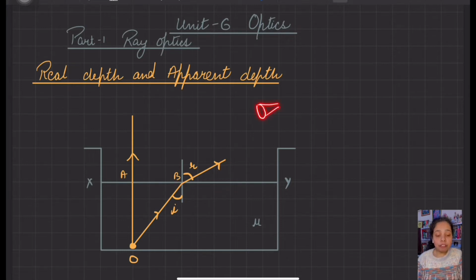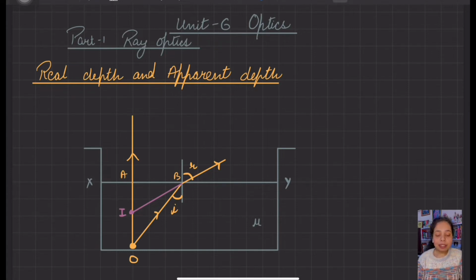Therefore, when we will be observing it from the rarer medium, we will find as if the light is coming from the same point. That means when we extend this refracted ray in the backward direction, it will appear as if the two refracted rays are coming from the same point, and the point from where the light appears to be coming, the image will be formed. So this is the position of the image of the object.